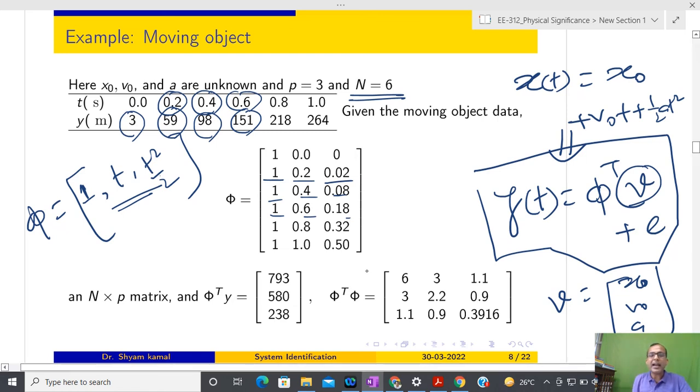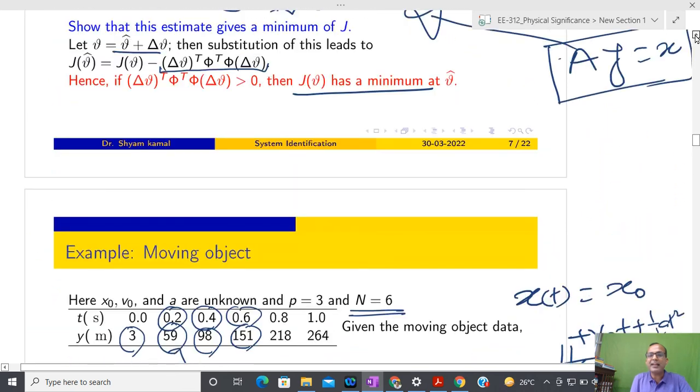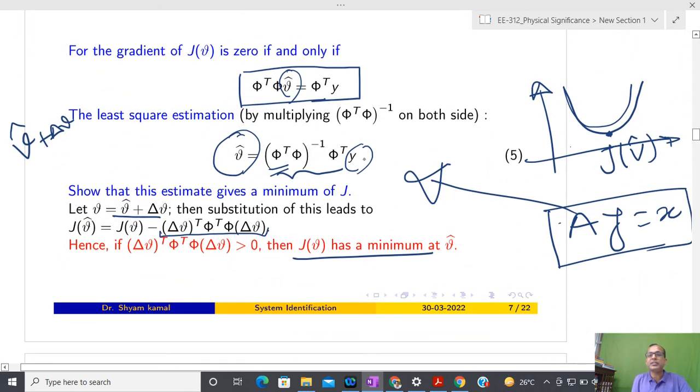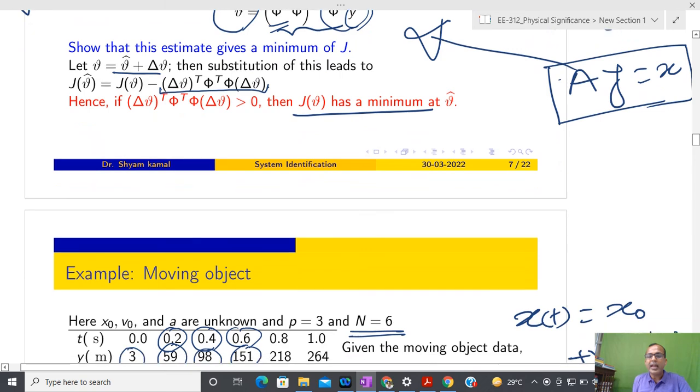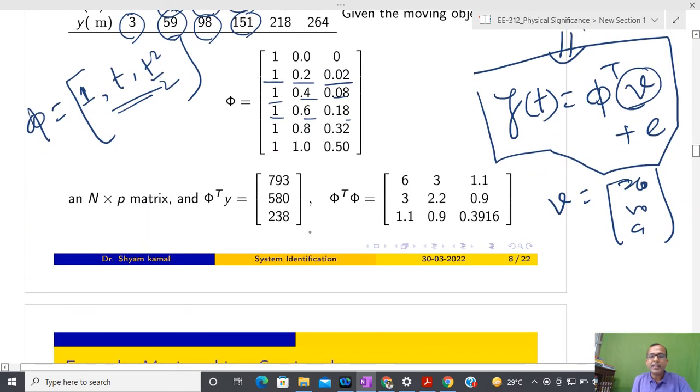Okay, after that, since I know the y observation, this is the observation, I have recorded n equal to 6 number of y, so that I am going to substitute. So I have to calculate phi t y. Why am I calculating this? Because you can see that I have to solve this in order to get v cap, meaning the estimation of the parameter. If I know this and this, then I am able to write the v cap. And due to that reason I have calculated these two matrices.